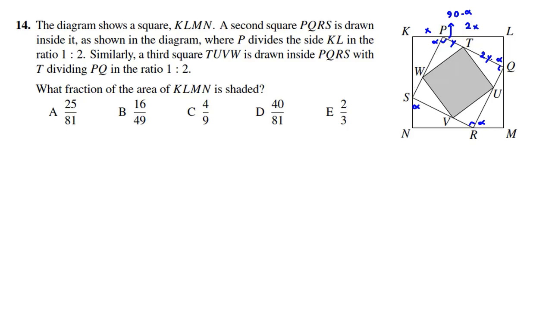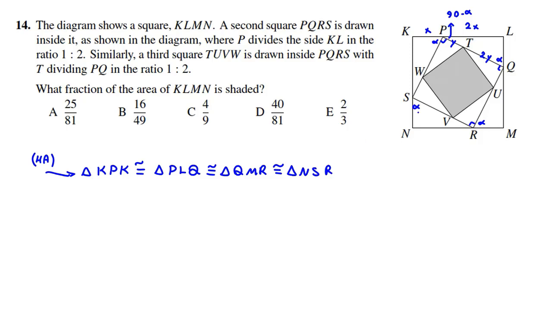Their hypotenuses are equal. Okay. So we can say, because PS equals PQ and this angle equals this angle, by hypotenuse and a side, or you can say two angles and the side between, we can conclude triangle KPS is congruent to triangle PLQ, is congruent to triangle QMR, is congruent to triangle NSR. Okay, all these four triangles are congruent.